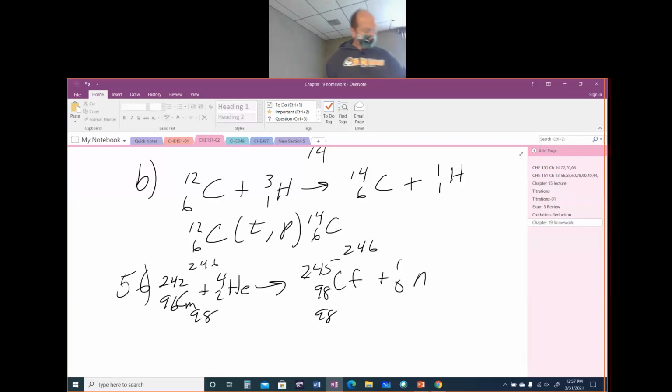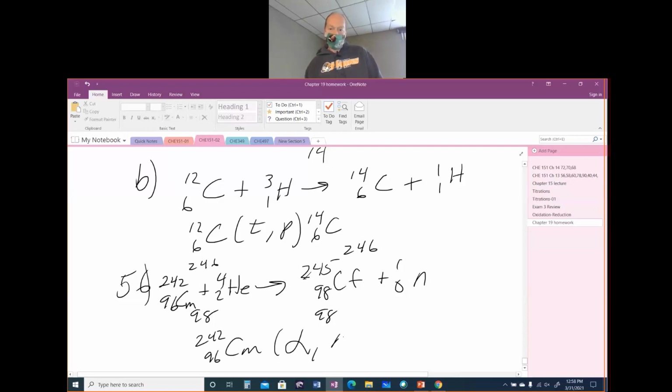All right. So that is your target element, and here is your incoming particle. So the notation is Cm-242, 96, alpha, neutron, Cf-245, 98. That is the notation for this nuclear bombardment reaction.